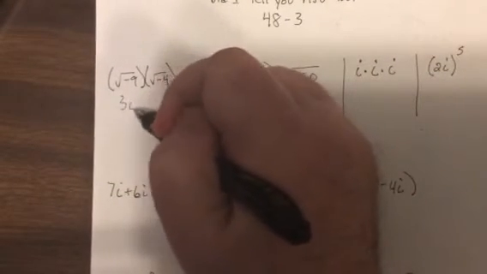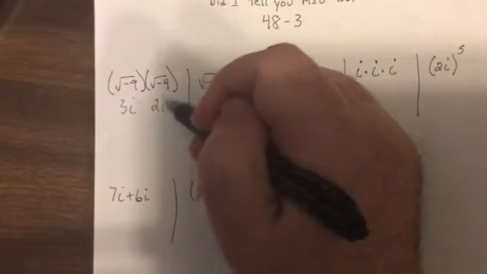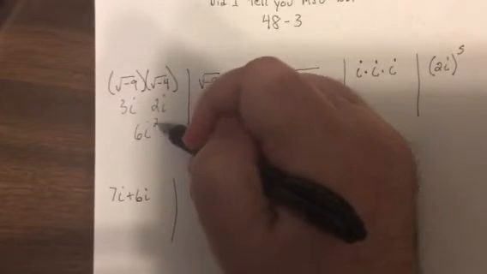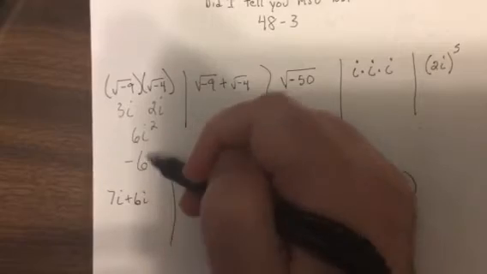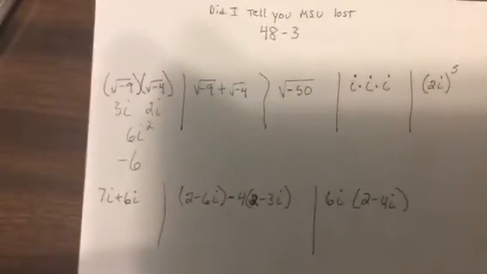This is 3i. This is 2i. So it'd be 6i squared. We know i squared is negative 1, so that's negative 6.